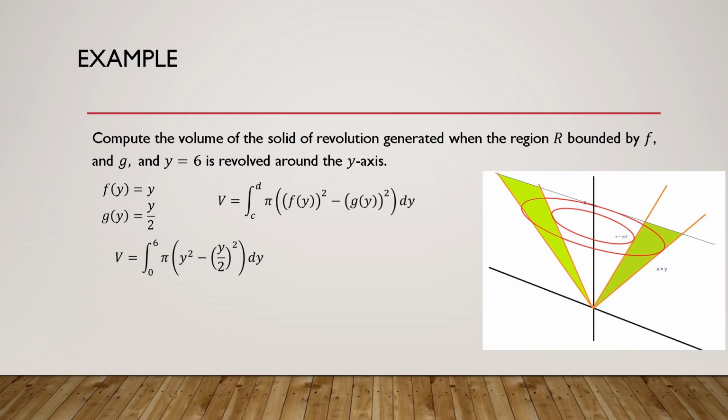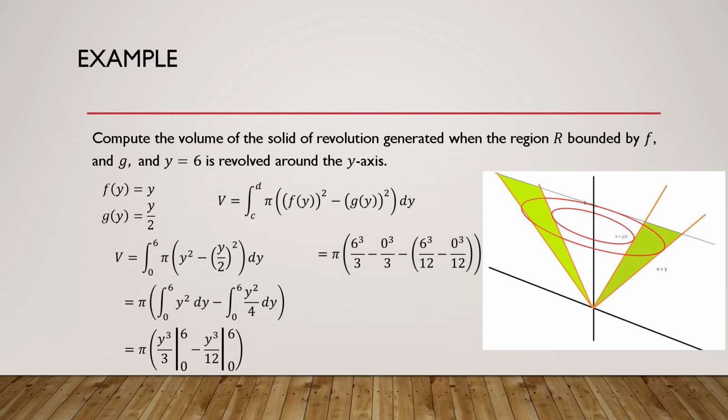When we move the constant pi outside and split the integral at the minus sign, we get pi times the quantity of the integral from 0 to 6 of y squared dy minus the integral from 0 to 6 of y squared over 4 dy. When we take the integral, we get pi times the quantity of y to the third over 3 evaluated from 0 to 6 minus y cubed over 12 evaluated from 0 to 6.